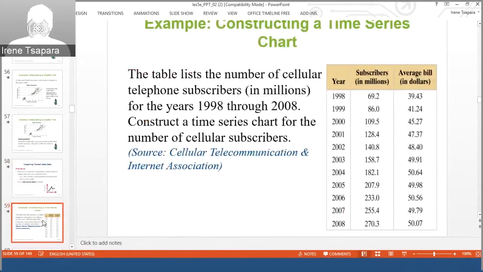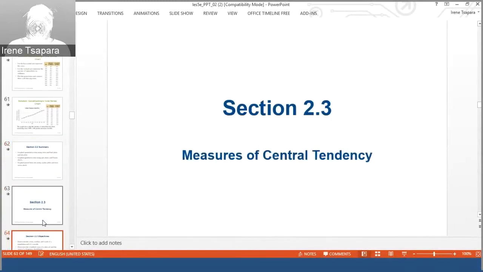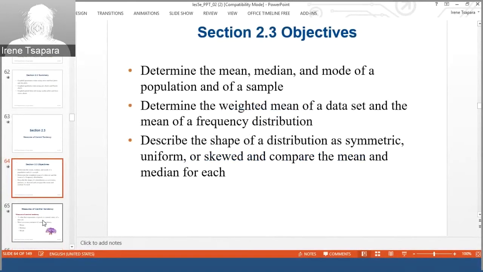Time series, we're not going to talk about time series, although beautiful, we're not going to use them at all in our class.